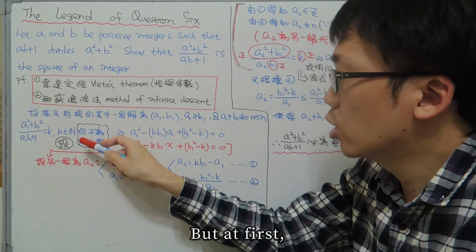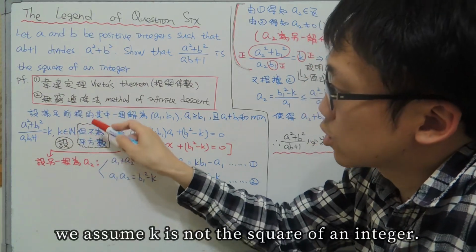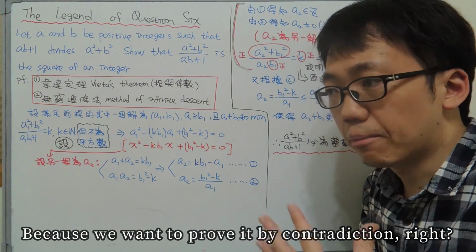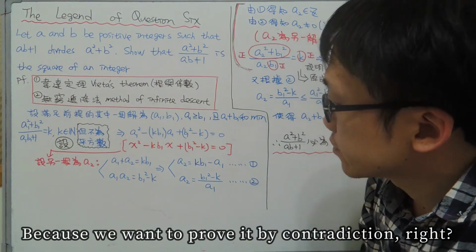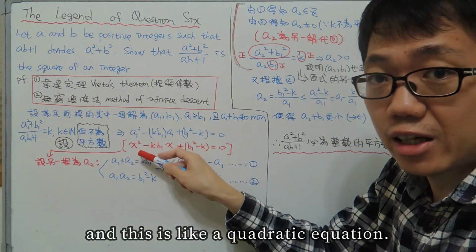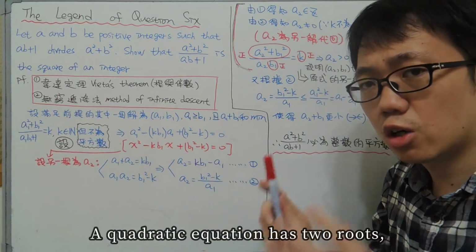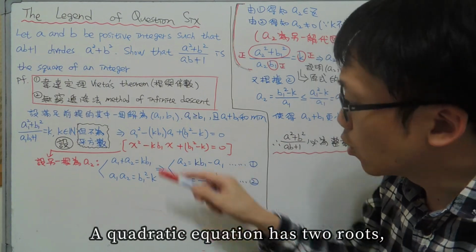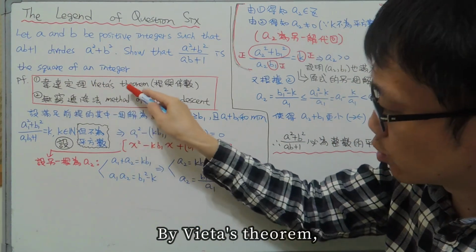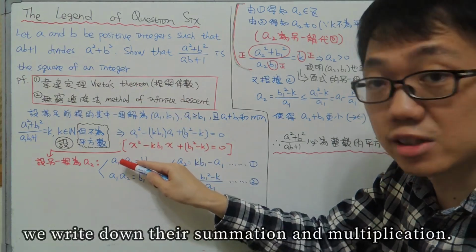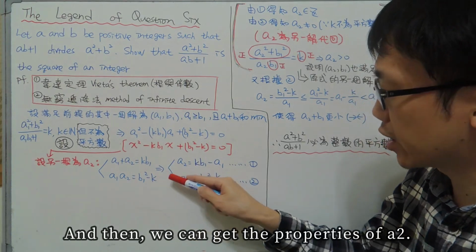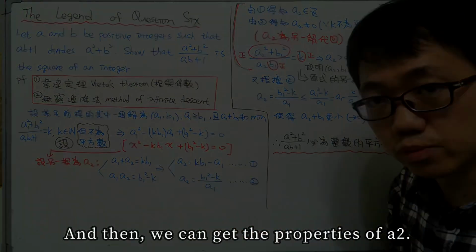But at first, we assume k is not the square of an integer because we want to prove it by contradiction, right? We simplify this equation and this is like a quadratic equation. A quadratic equation has two roots. One is a1, another is a2. By Vieta's theorem, we write down their summation and the multiplication, and then we can get the properties of a2.